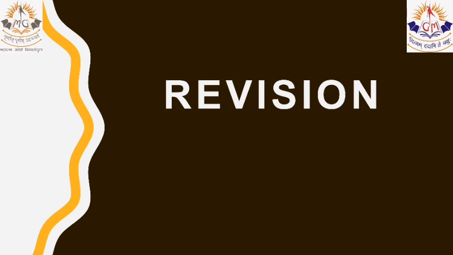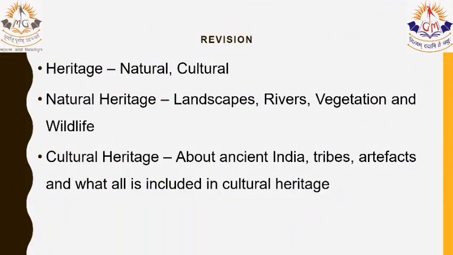In the first 2 lectures, we learnt about what is heritage. Heritage is whatever we have received from our forefathers or people living before us. So, we divided our heritage into 2 parts: natural heritage and cultural heritage. Natural heritage, again, we divided into 4 features, that is landscapes, rivers, vegetation and wildlife. Then we learnt about the cultural heritage.